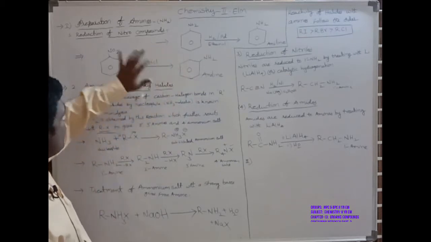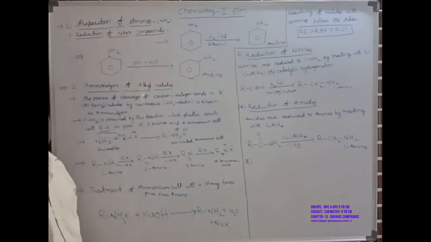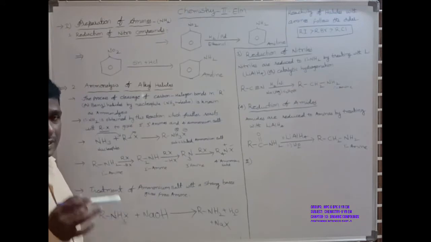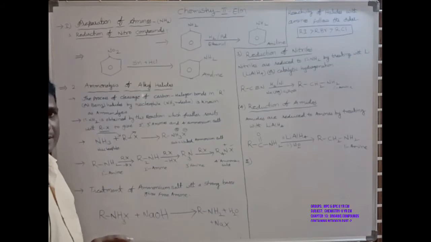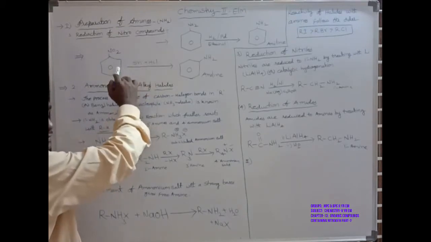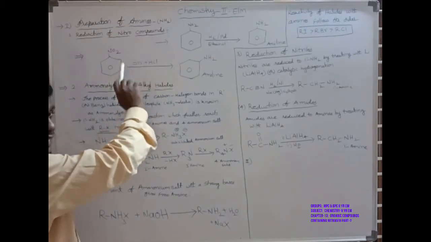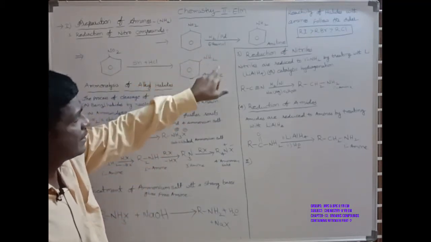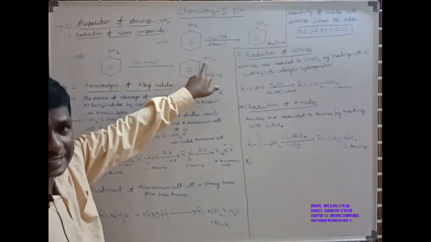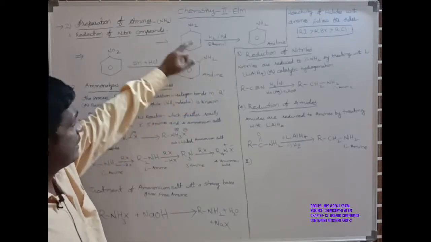Those two reactions are called reduction of nitro compound. The NO2 is known as the nitro functional group. The NO2 functional group bonded with benzene is called nitrobenzene, or nitro compound. In these two reactions, the nitro compound is reduced finally to a primary amine, also known as aniline or aryl amine.